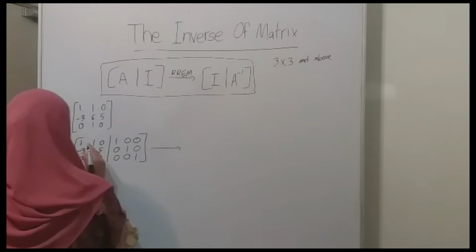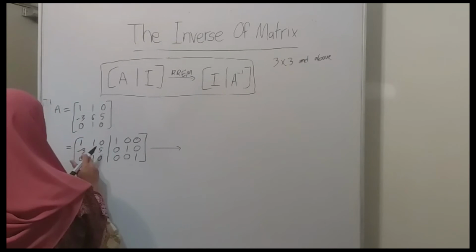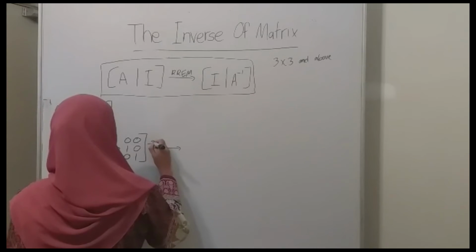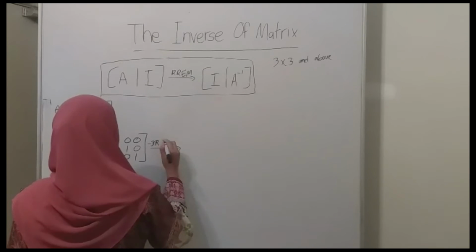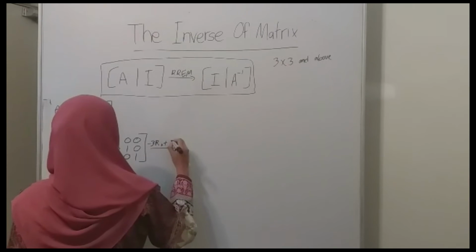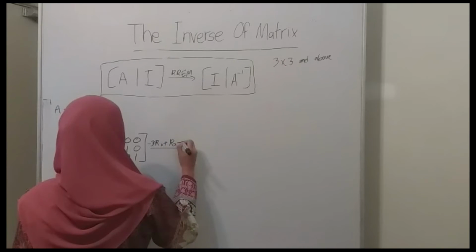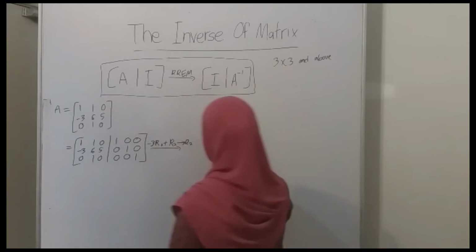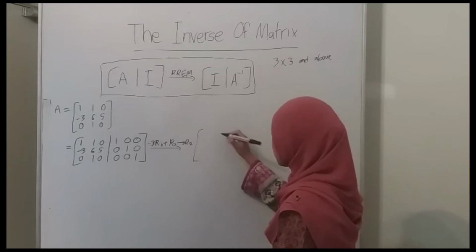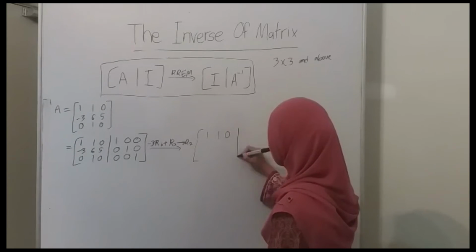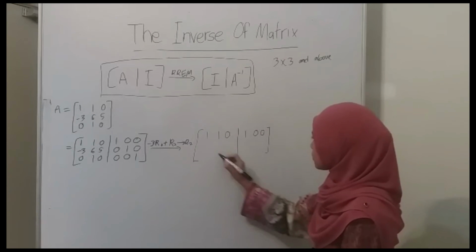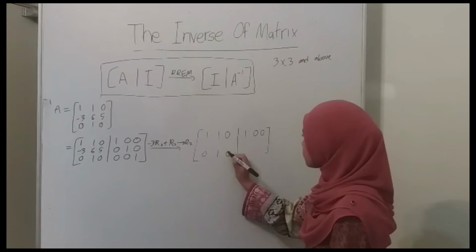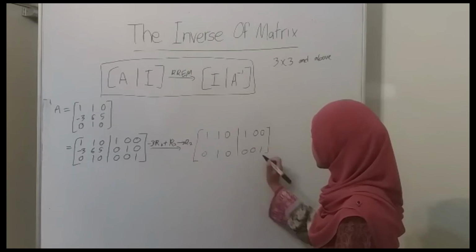We got this leading one, so we want to reduce negative 3. So we have to times -3 R1 plus R2 equal to R2. So we get 1 1 0 1 0 0 and then 0 1 0 0 0 1.